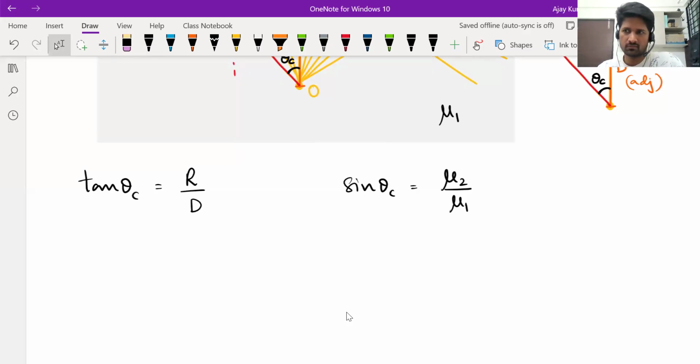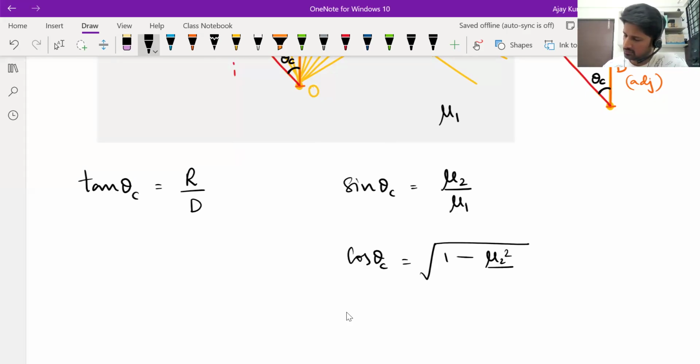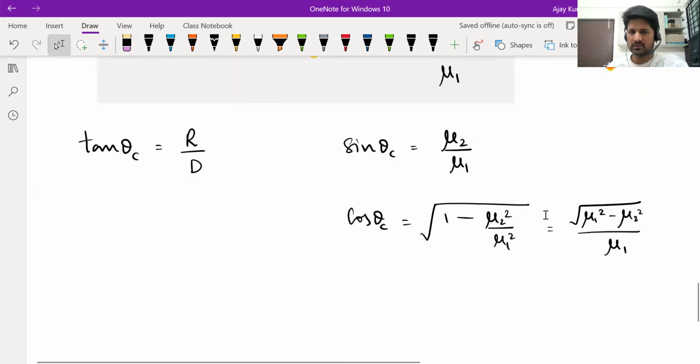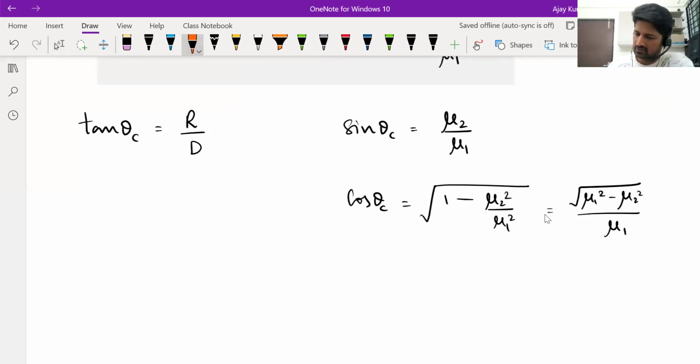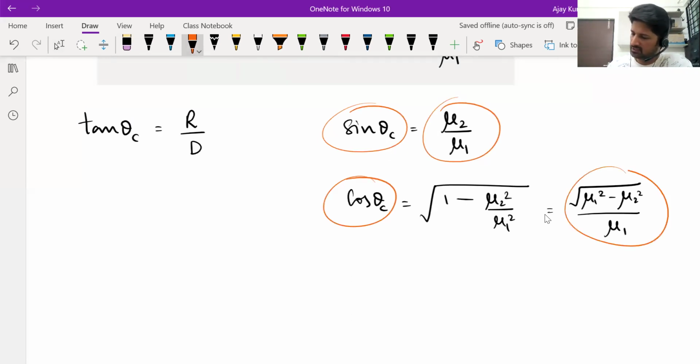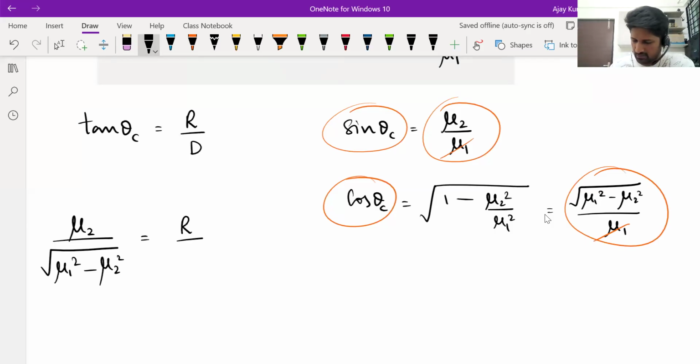Sir, tan is just opposite by adjacent and sine is opposite by hypotenuse. Okay, see, tan is sine by cos. If you know sine, then cos is under root 1 minus sine square. So 1 minus mu2 square by mu1 square can be written as under root of mu1 square minus mu2 square, whole divided by mu1. The denominator mu1 is outside the root. Is this clear? Yes. Now you divide sine by cos, you'll get tan. Sine divided by cos is mu2 by mu1 divided by this whole thing. Mu1 gets cancelled upon division. Tan becomes mu2 by under root of mu1 square minus mu2 square, which is equal to R divided by D. That way you can derive R in terms of mu1, mu2 and D.